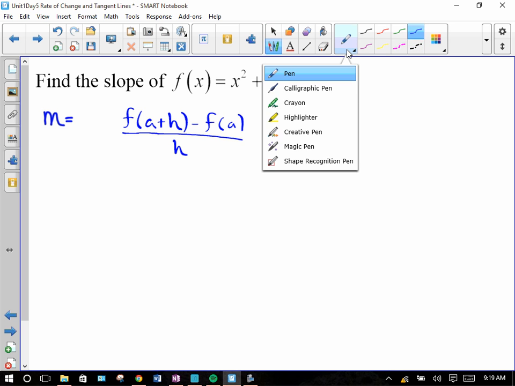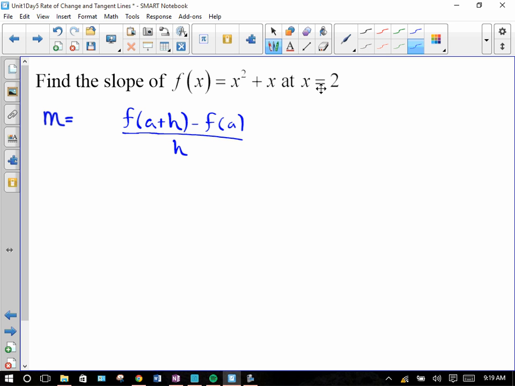And our calligraphy back. And we have the limit as h approaches 0. Okay, so this is our definition. Now, we have to make sure that we notice some things. First off, h is going to just always be h. But a changes based on whatever the point is. So a is your x equals. So this is a.